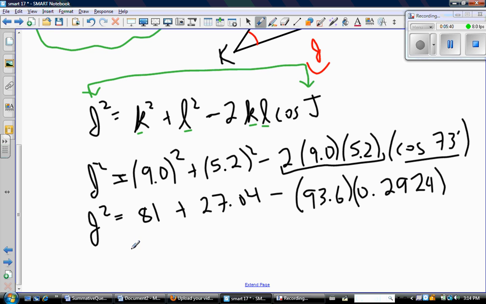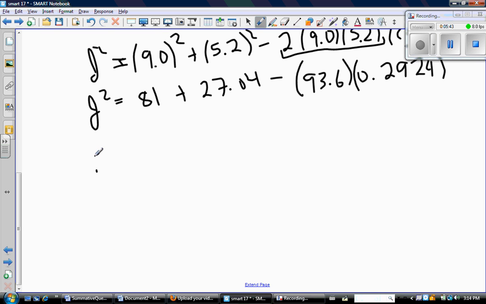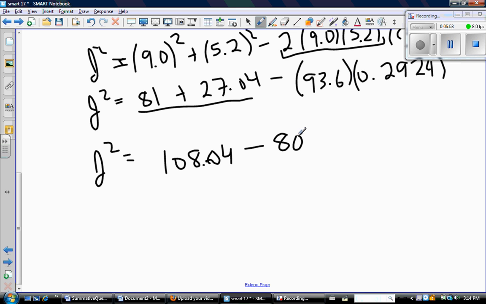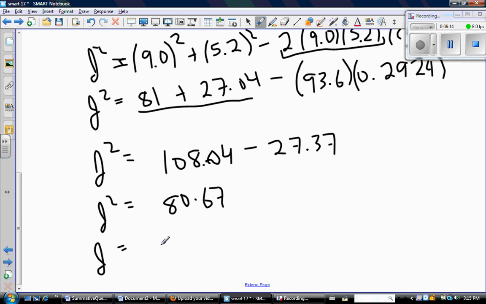So keep going, being good at math. So I can do this addition. 81 plus 27.04 is 108.04. Minus, multiply those together. I get 80. Nope, sorry, not yet. Looking ahead on my solutions here, I get 27.37. So J squared equals 80.67. And then square root both sides, I get J equals 8.98.